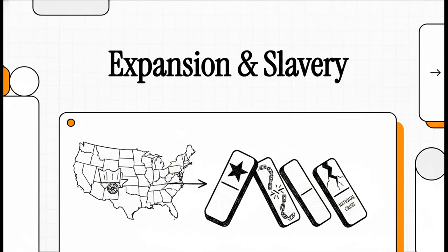Today we're tackling a really fascinating historical puzzle, the Mexican-American War and the expansion of slavery. You know, we often think of history as just a bunch of isolated events, but really, it's much more like a massive chain reaction of dominoes falling. We're going to look at how the push for westward expansion acted as that very first domino, setting off a huge national crisis that came dangerously close to tearing the United States apart.